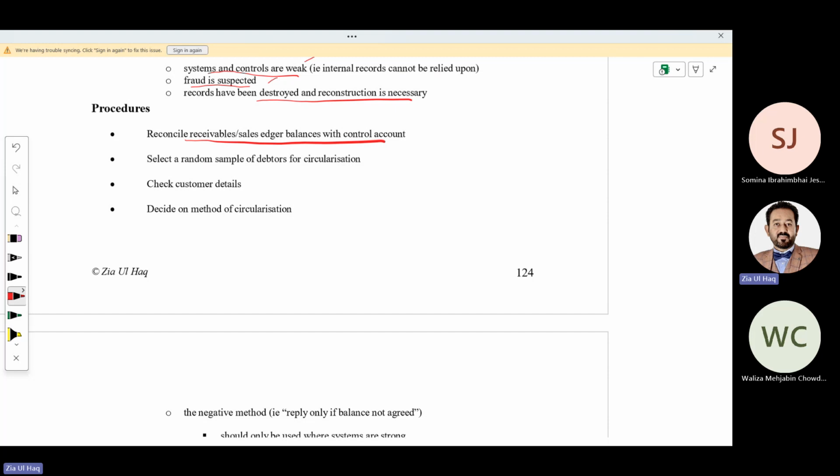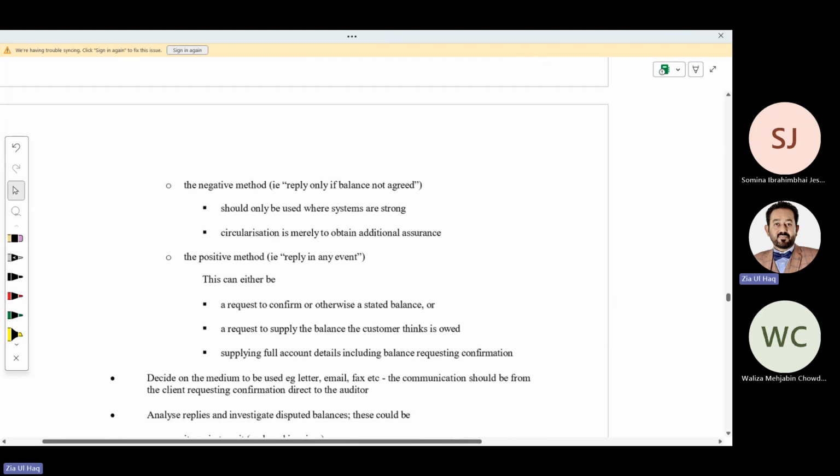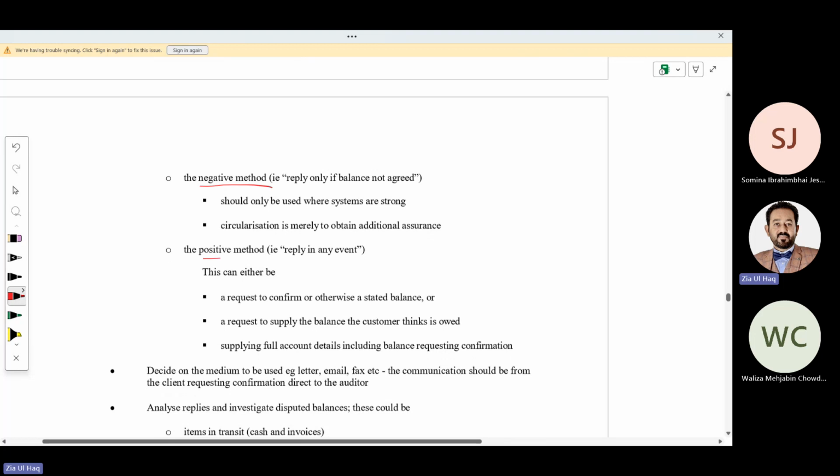Then suppose the company has 100 different customers. We will not confirm all; we will take a sample of receivables. Suppose out of 100, we have taken a sample of 20. We will obtain details of those customers, like their phone number, email ID, address, etc. We will decide the method of circularization. What could be our method of circularization? There are two methods: one is called the negative method and the other is called the positive method.